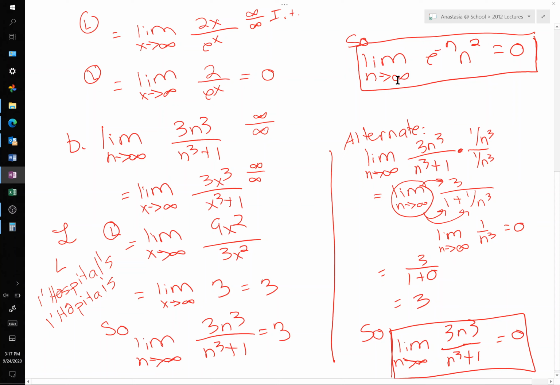Okay, so we have our two answers for this example then. Remember, when you're applying L'Hopital's rule, make sure you notate it, and also be sure that you rewrite it in terms of a continuous function or continuous variable x.